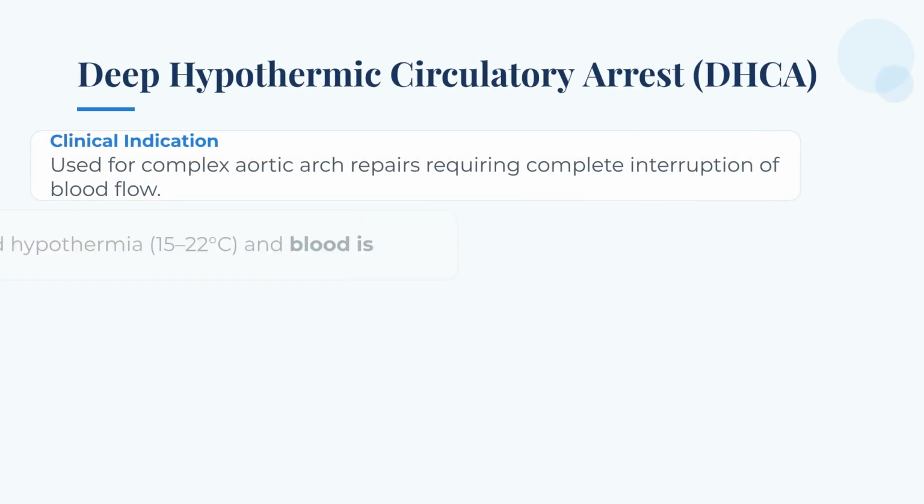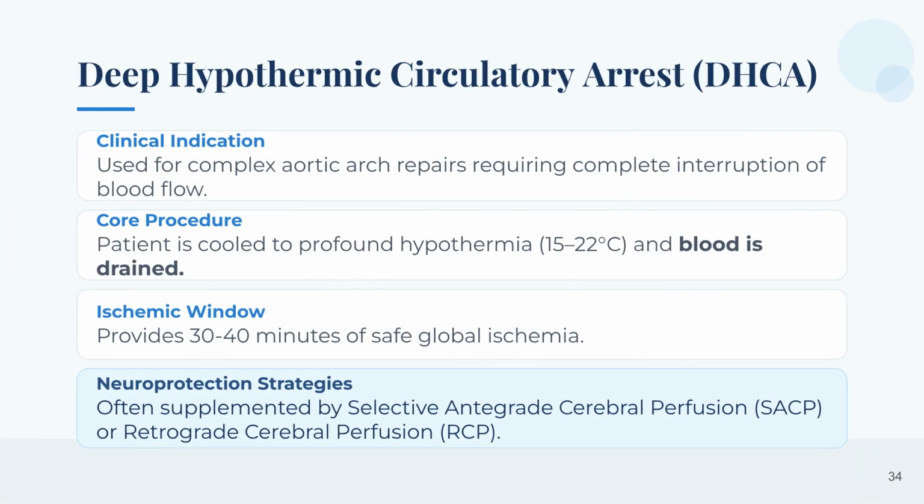Deep hypothermic circulatory arrest is utilized for complex aortic arch repairs. The patient is cooled to 15 to 22 degrees Celsius, and blood is drained to provide a temporary window of safe global ischemia. To protect the brain during circulatory arrest, clinicians often use selective antegrade or retrograde cerebral perfusion as a vital neuroprotective strategy.